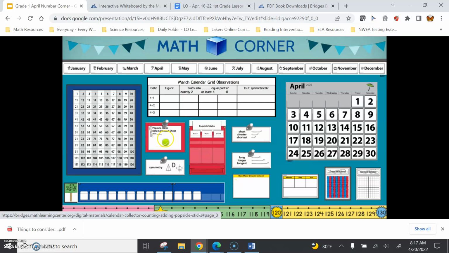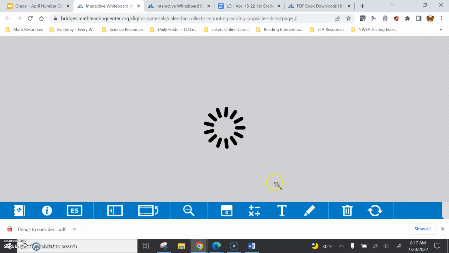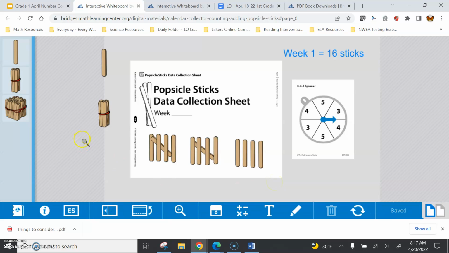Let's do our popsicle stick collection. So far, we've collected 14 popsicles this week. This is our last day of the week. So we'll count up our total and add it to our collection here.